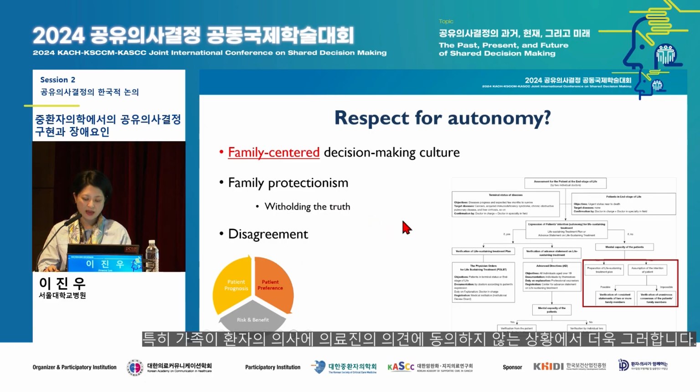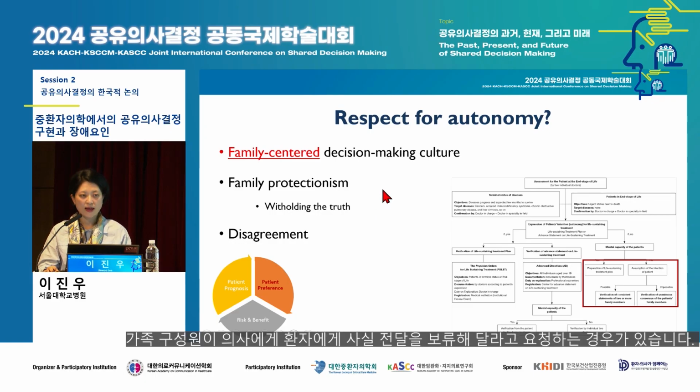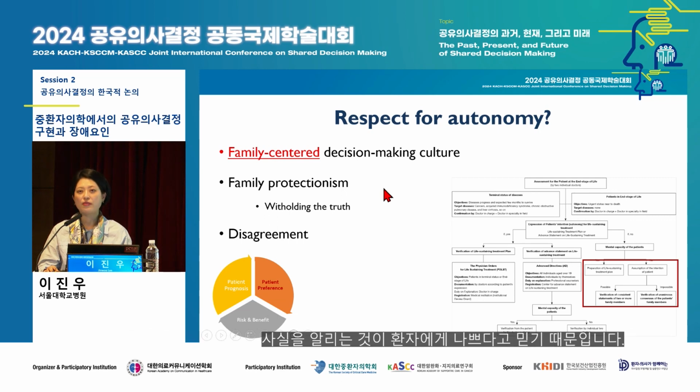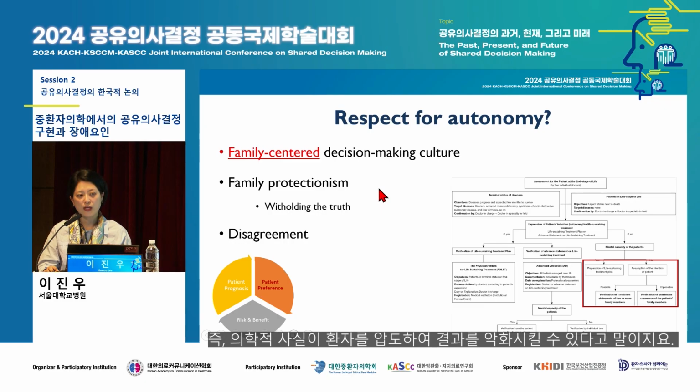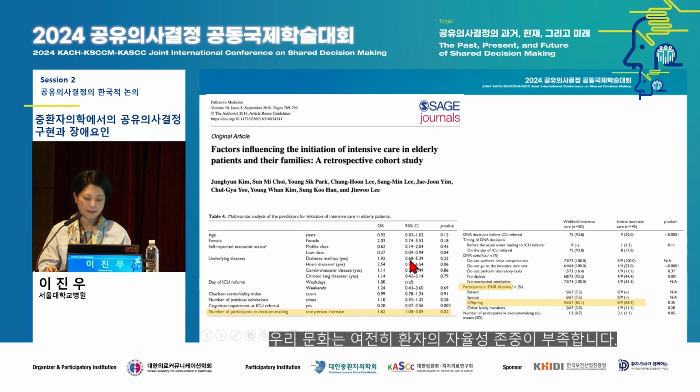Also, family protectionism is still a problem in Korea, where family members request the physician to withhold the truth because they believe that the truth, which is almost always the bad news, will distress the patients and overwhelm them and make the results worse. So there's still a lack of respect for autonomy in our culture, which is becoming problematic.